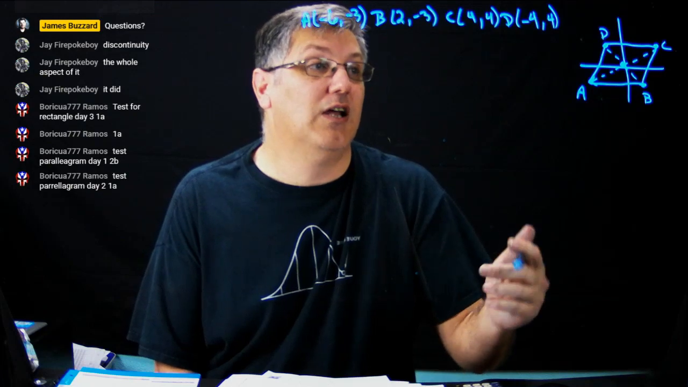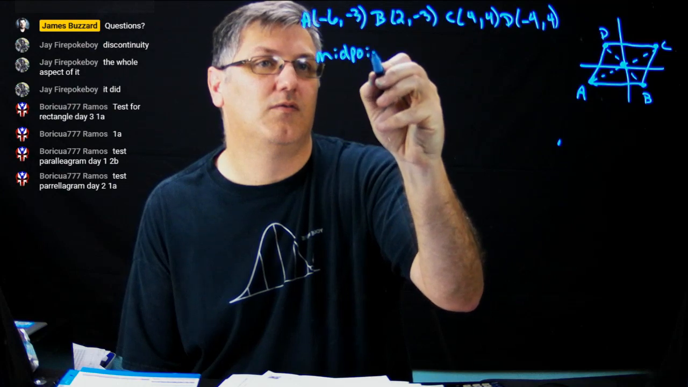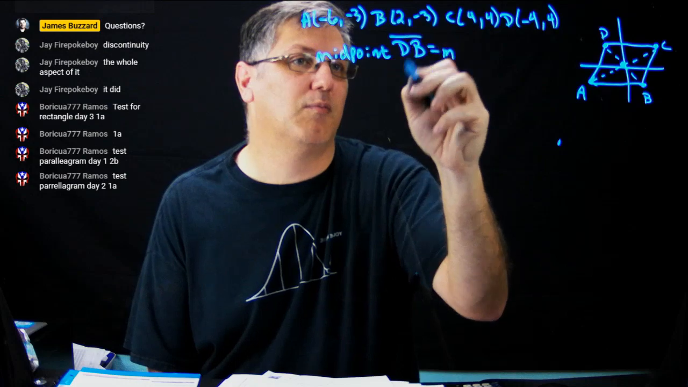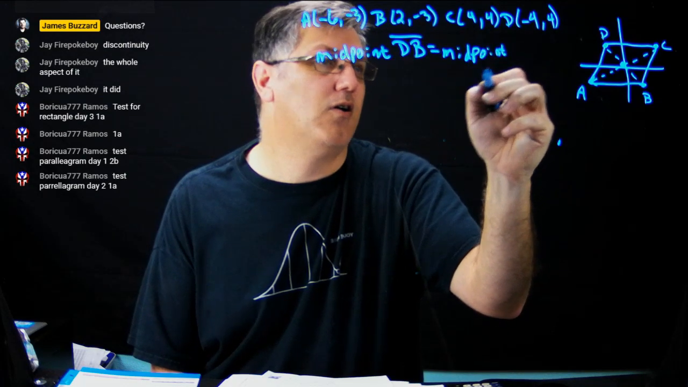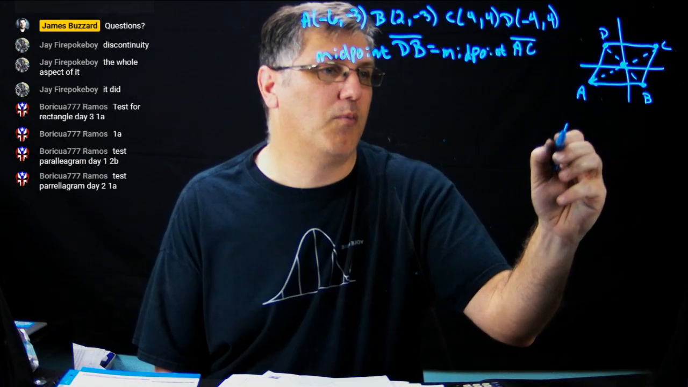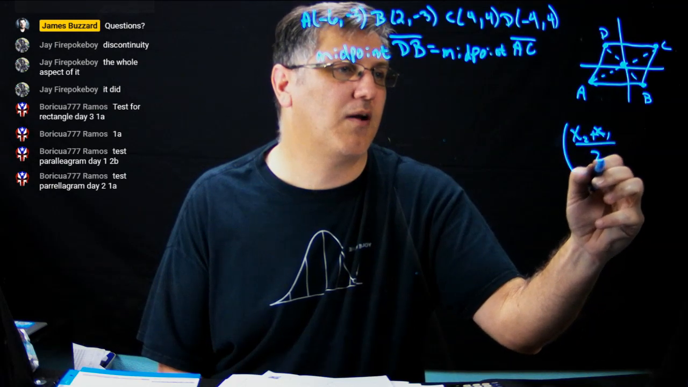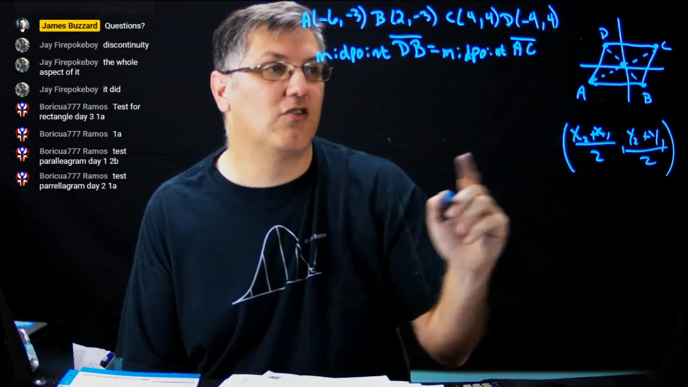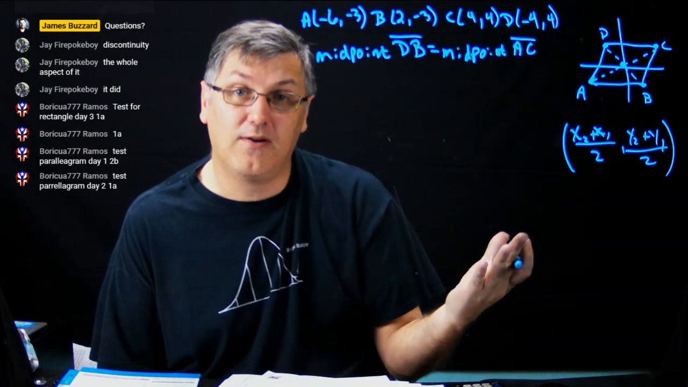So really what I need is the midpoint of DB to equal the midpoint of segment AC. Now, if you remember our midpoint formula, which is really just the average of my x's, x sub 2 plus x sub 1 divided by 2, y sub 2 plus y sub 1 divided by 2. So this is my midpoint formula. So we calculate these midpoints. If they equal each other, it's a parallelogram, done.